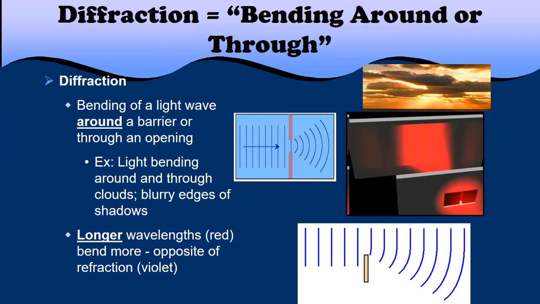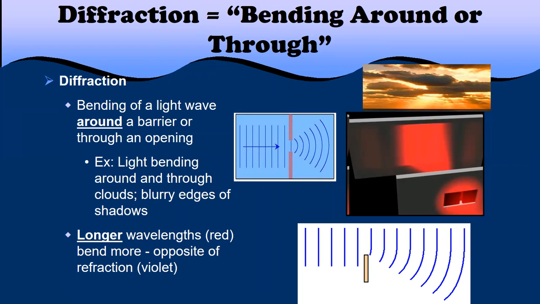Now, diffraction kind of sounds like refraction, and it's another bending of light, but diffraction is when light bends around a barrier or an opening. I think the most common one that we can think of is when light bends through clouds or blurry edges of shadows. If you look at this picture here, up at the top right, we've all seen these clouds before, when light passes through and around the cloud.